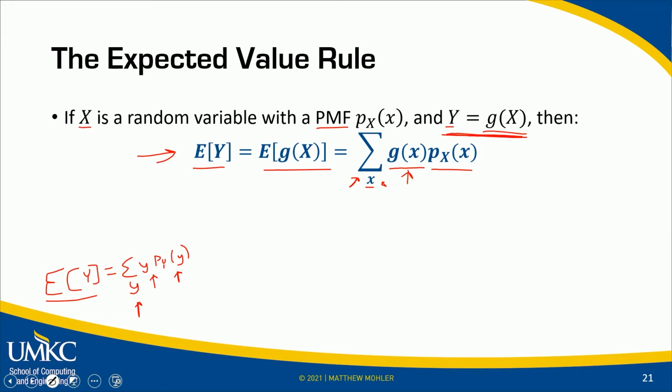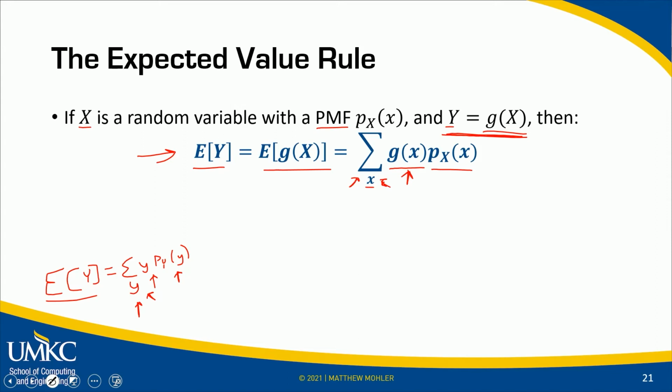So basically, by inserting this function of each value of x, we have now moved our iterator to be over x instead of y, which is super beneficial a lot of the time when you're looking at expected values. And again, this is the expected value rule.